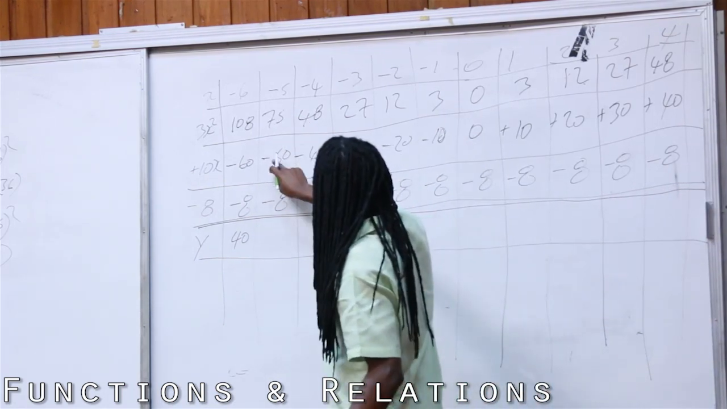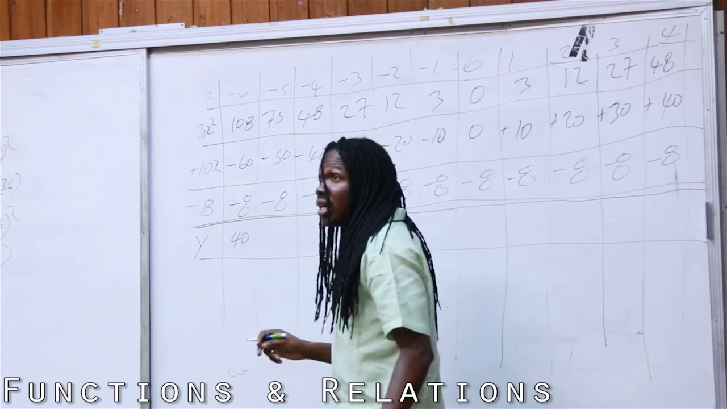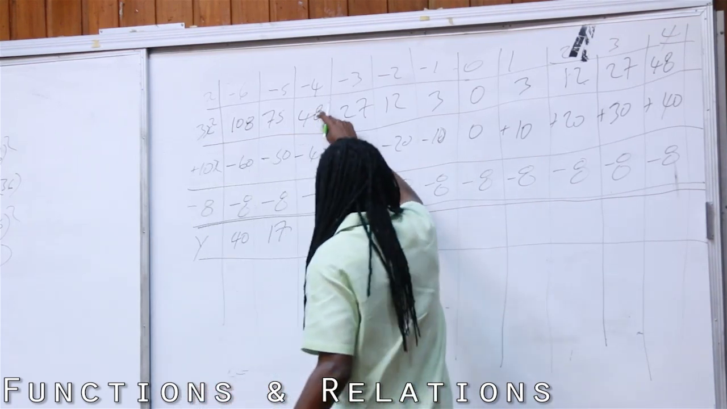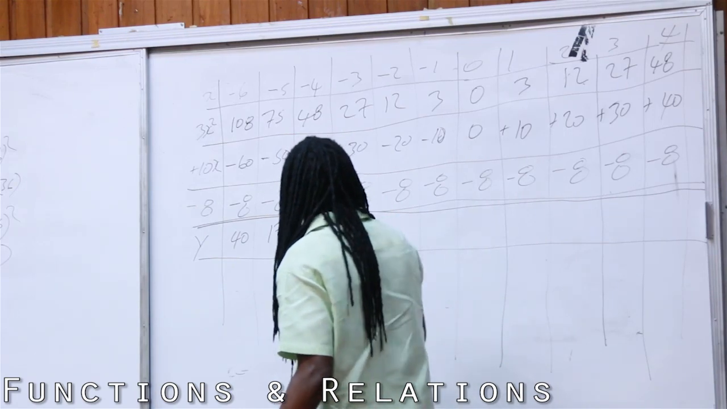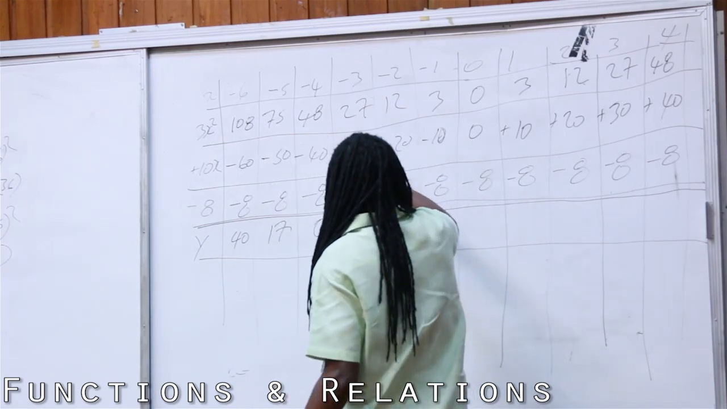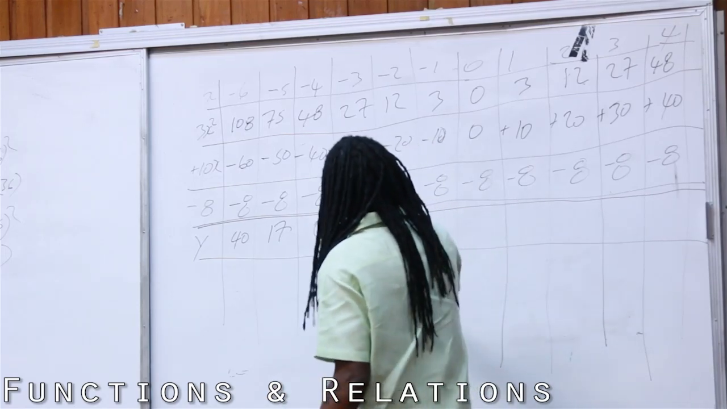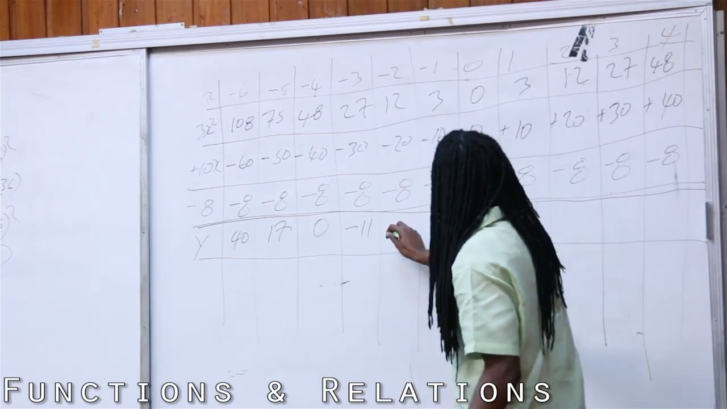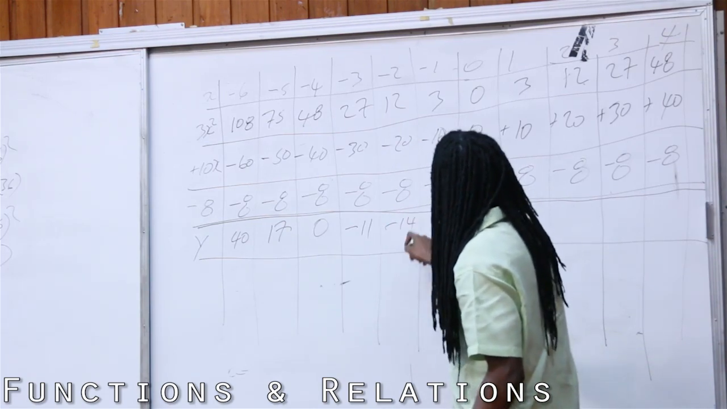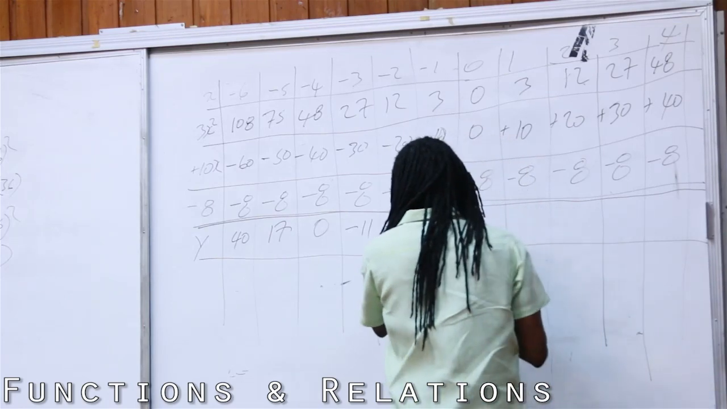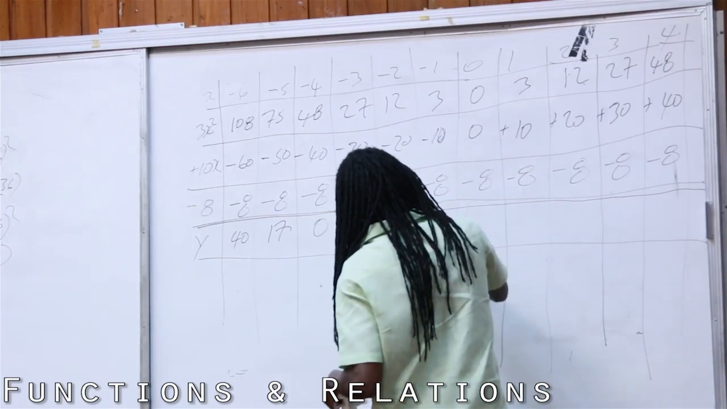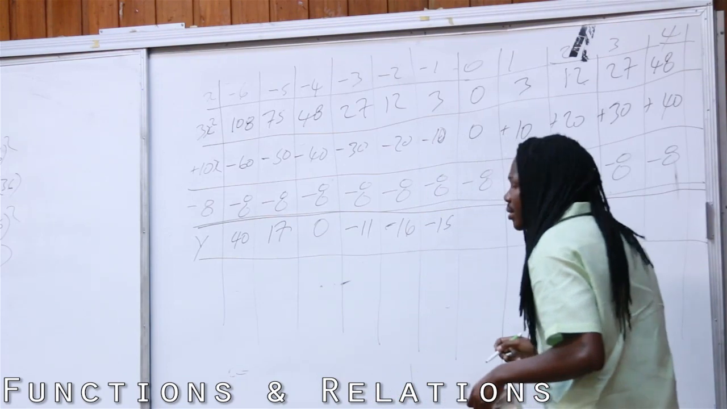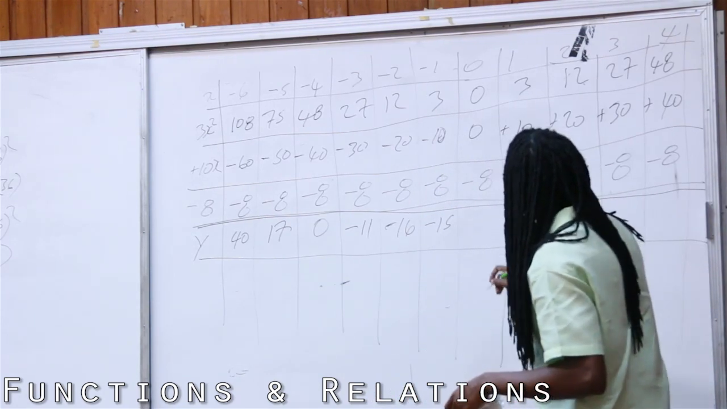All I say now, 75 minus 50 minus 8, that are 25 minus 8, that are 17. 48 minus 40 minus 8. 27 minus 30 minus 8, that are 38, that are minus 11. 28 minus 12, that are minus 14, minus 16. 18 minus 3, that are minus 15. 8 minus 0, minus 8.